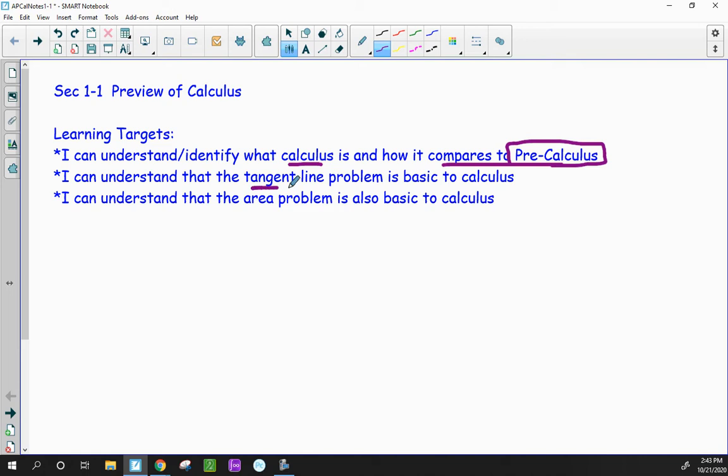Second, we're going to look at the tangent line problem and how it is a very basic concept to calculus. And then area, I'll just touch on, and we'll learn a lot more about these two throughout the course of the year.